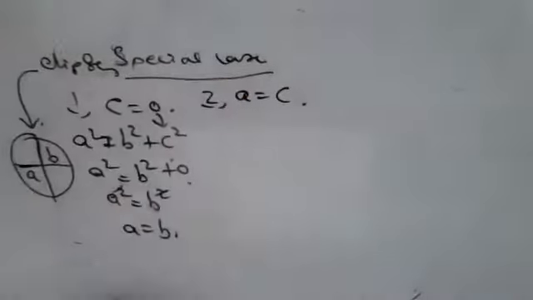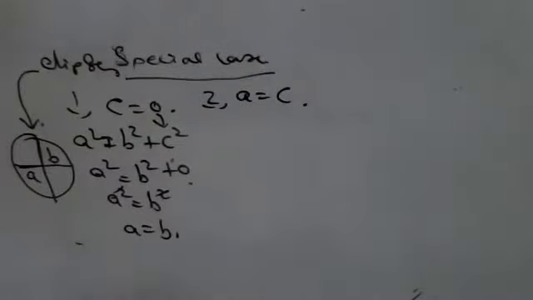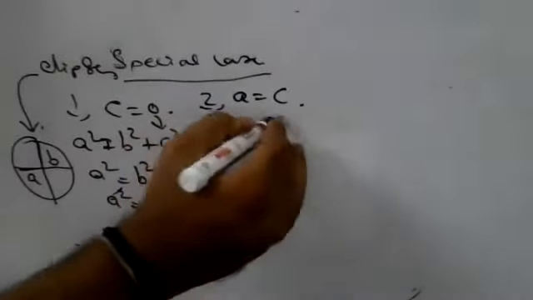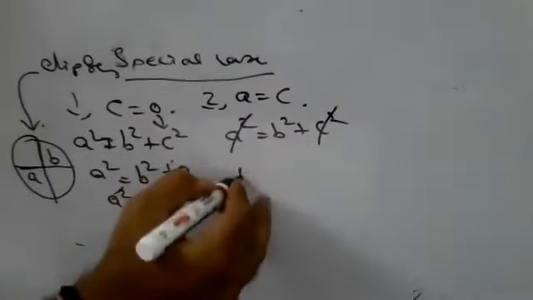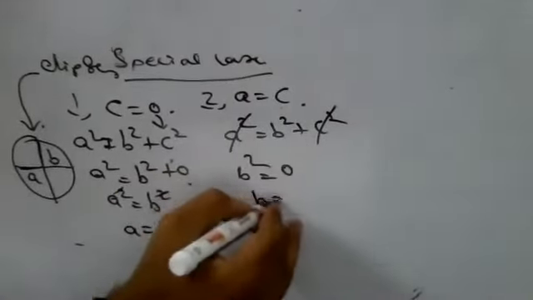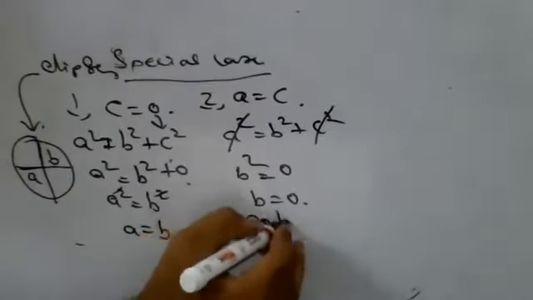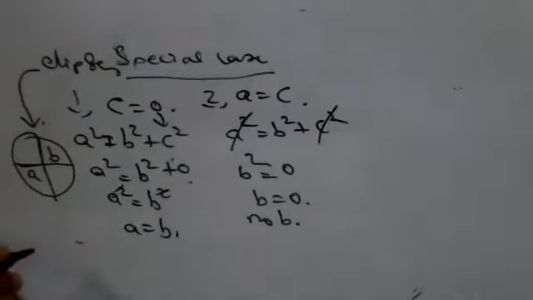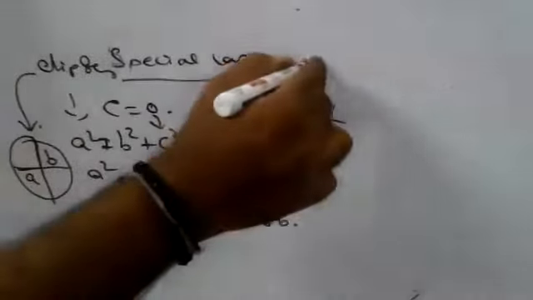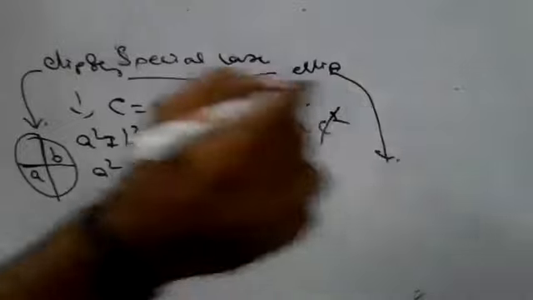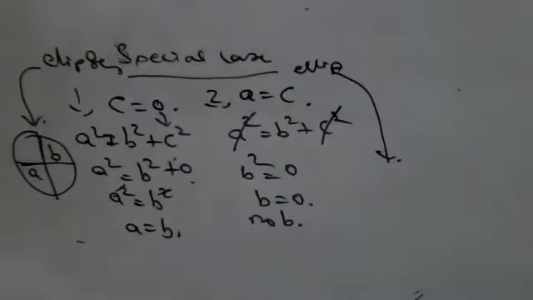Second case, children. If A and C are equal, we know A square is equal to B square plus C square, but I'm saying A square and C square are equal, so B square is equal to 0. So B is equal to 0 means there is no B. If there is no B, can anyone tell what the ellipse will become?